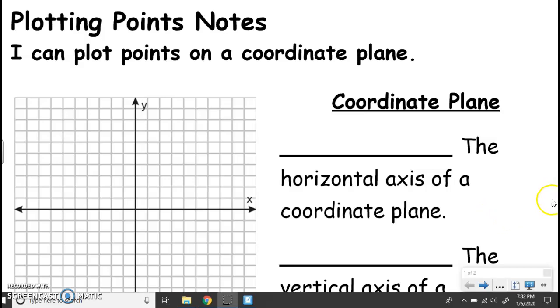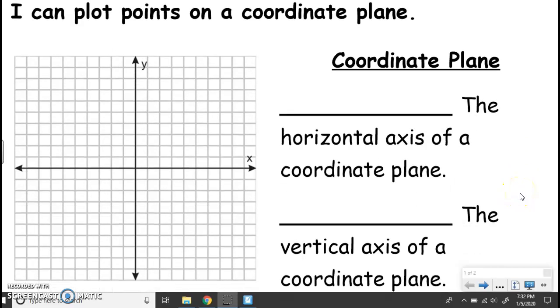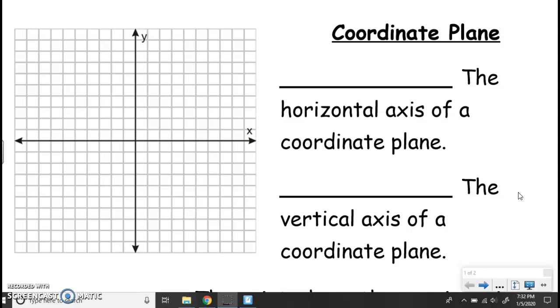Good morning. Today we're going to go ahead and review how to plot points before we start graphing lines for this unit. So this is not actually one of our learning targets covered in the unit. It's just an extra thing that we wanted to cover before we start. So we have a coordinate plane on the left side and we have some definitions on the right side.